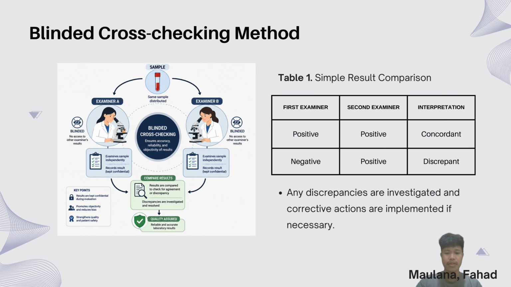So we have here a diagram of the blinded cross-checking method and a simple comparison table. As you can see in the table, if both examiners report positive, the result is concordant. If the first reports positive and the second is negative, that's discrepant. Any discrepancies are thoroughly investigated and corrective actions are implemented when necessary.